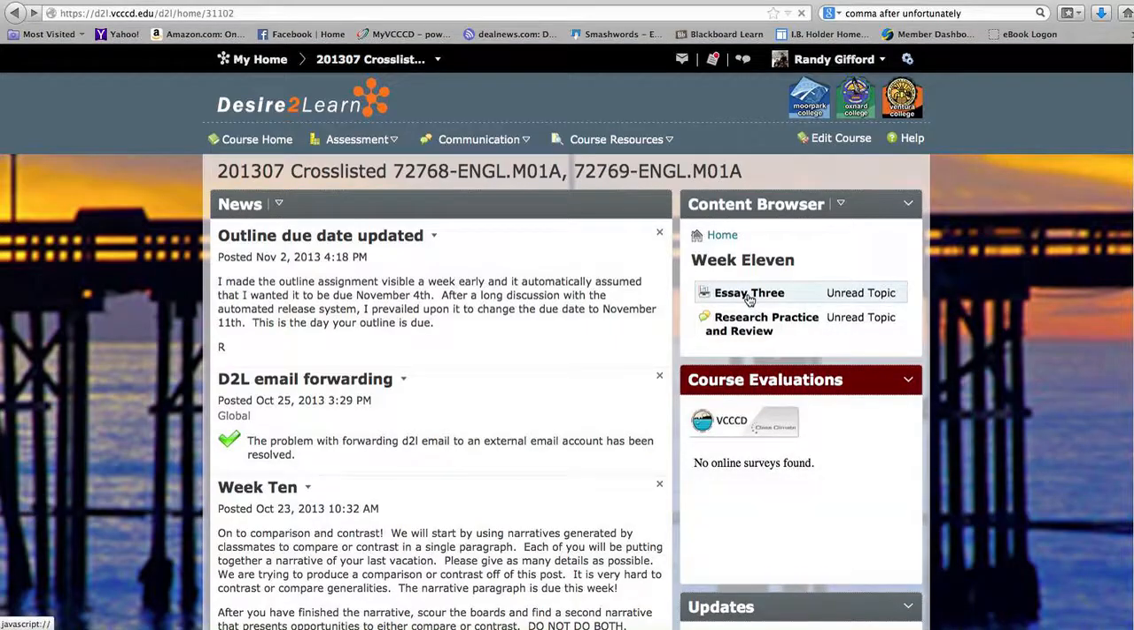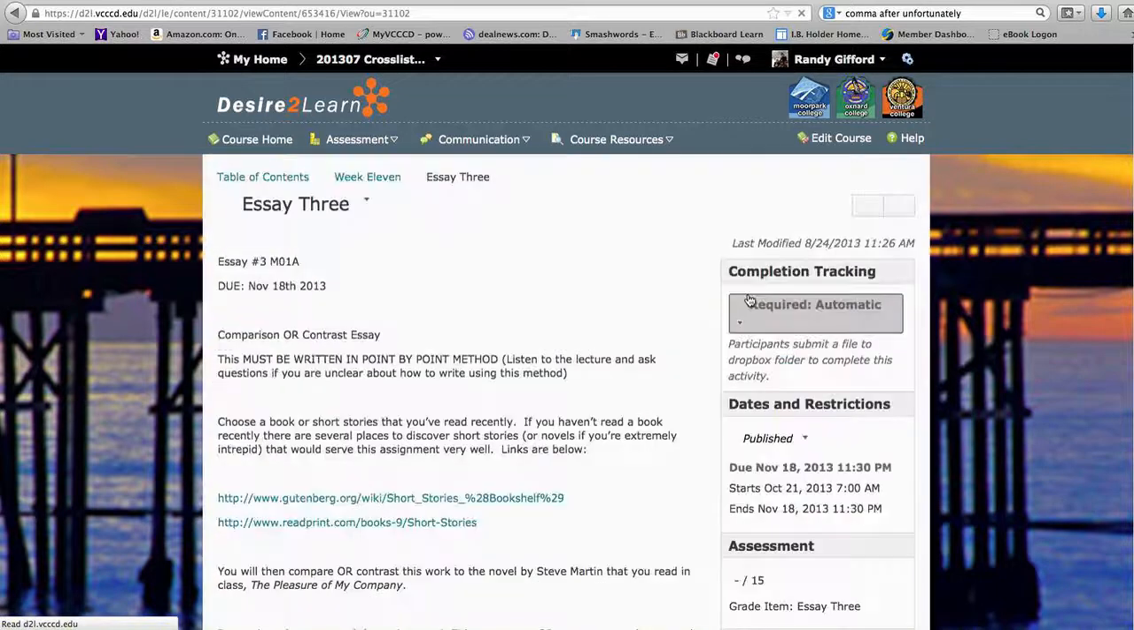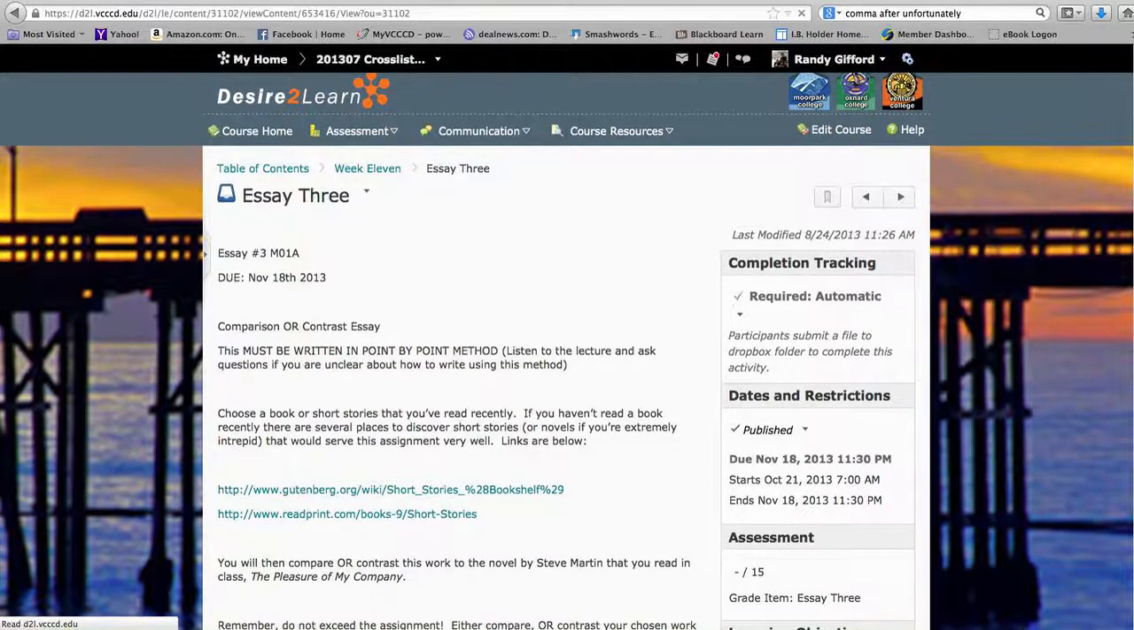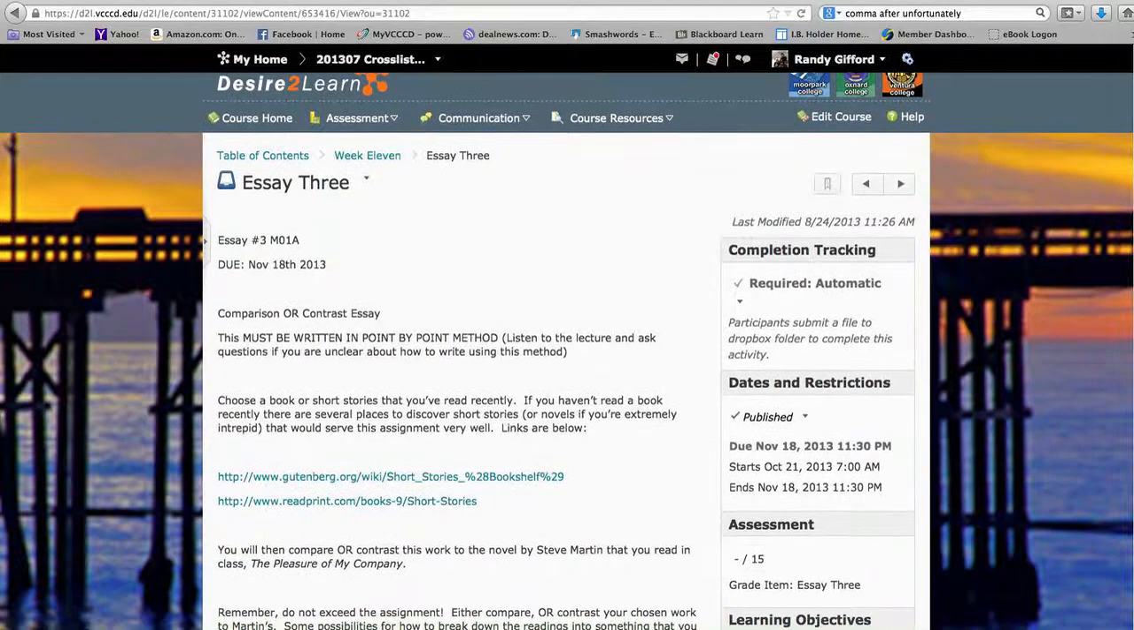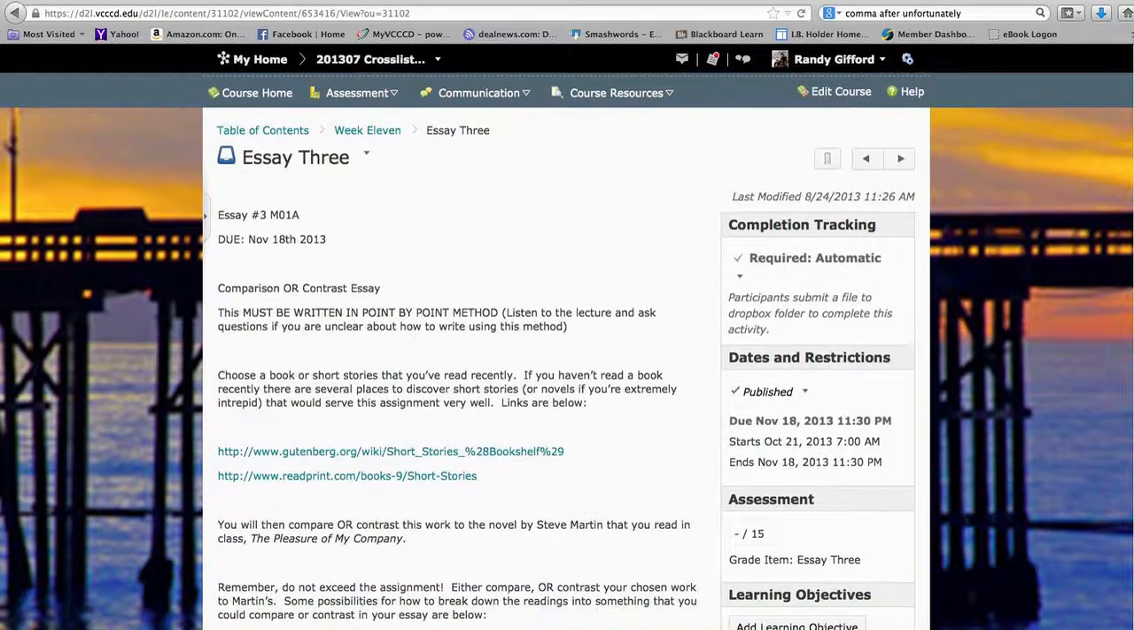And you will see that we are working on a comparison or contrast essay. Now, remember, you're not trying to do both, you're trying to do one. So you're either trying to compare or contrast, and this is going to be written in point-by-point method. Let's take a look at the assignment and see if there is anything that I can help you with.